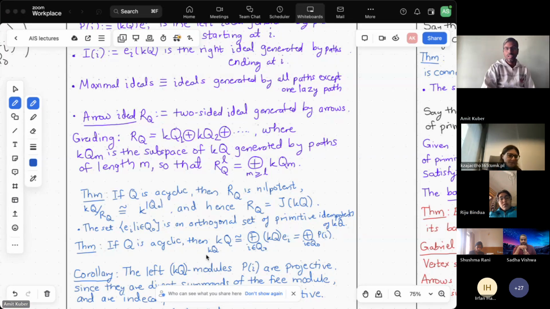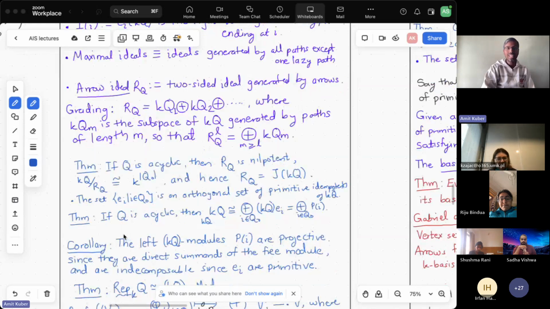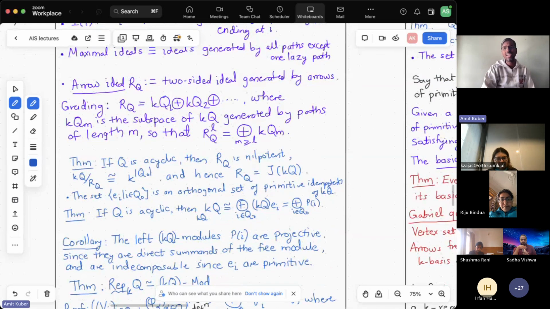Okay, so this is only when Q is acyclic. Yeah, we are leaving out the case when Q is cyclic because that's an infinite dimensional algebra, and we will see how to deal with them eventually. And this actually tells us that these P_i, the modules P_i which Upendra defined, they are indecomposable, but this particular direct sum decomposition of the left regular module tells us that they are projectives, because each is a direct summand of a free module.